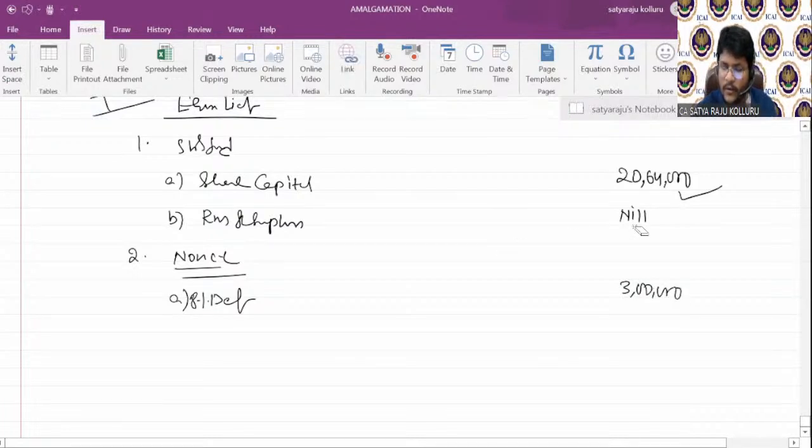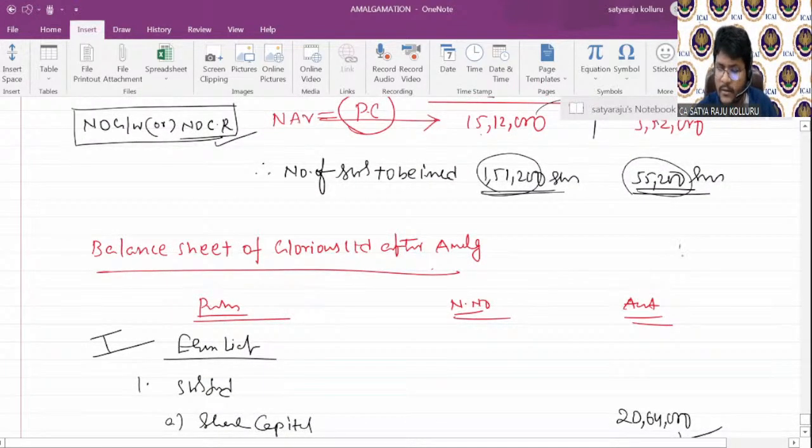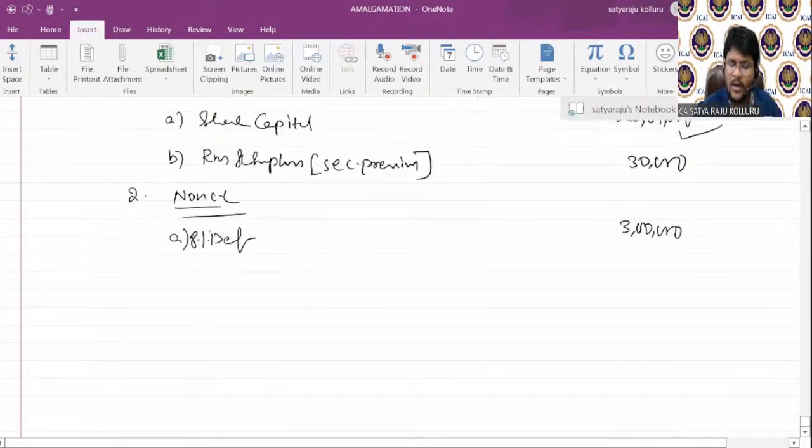What about the remaining 30,000, sir? Reserves and surplus is not nil. Securities premium is there, 30,000. Tell me, guys, if you cancel the debentures of the selling company, what is the entry you need to pass? 13% debentures of selling company account 3.3 lakh to 8% debentures 3 lakh and to securities premium 30,000. Now securities premium will go to reserves and surplus. 8% debentures will go to non-current liabilities under long-term borrowings.